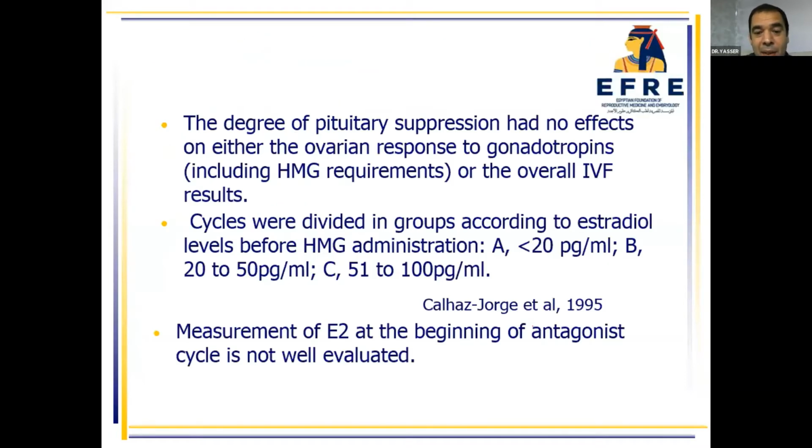But in a study by Calhaz-Jorge et al. in 1995, they said that the degree of pituitary suppression had no effects on either the ovarian response to gonadotropin, including HMG requirements, or the overall IVF results. Cycles were divided in 3 groups according to estradiol level before HMG administration: less than 20, between 20 and 50, and from 51 to 100. But also measurement of E2 at the beginning of antagonist cycle is not well evaluated.